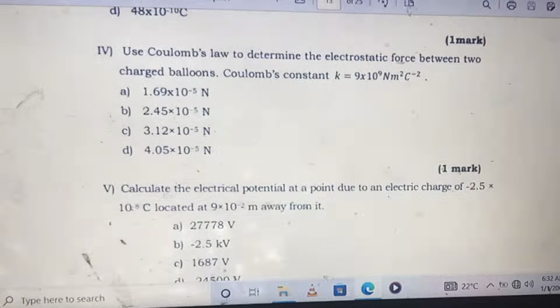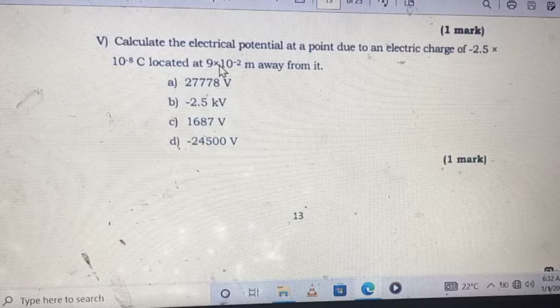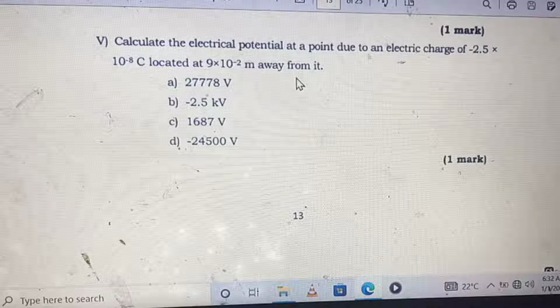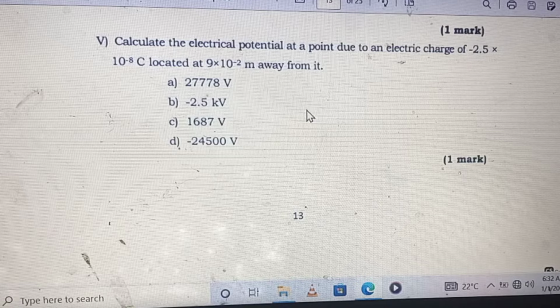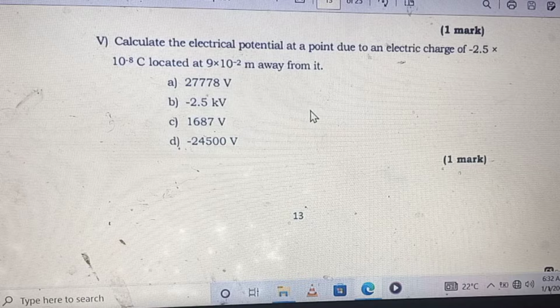Next question V. Calculate electrical potential at a point due to an electric charge of negative 2.5 times 10 power negative 8 coulomb located at 9 times 10 power negative 2 meter away from it. The best option is B, negative 2.5 kilovolt. From the formula of electric potential equal to Coulomb's constant times the charge over distance.